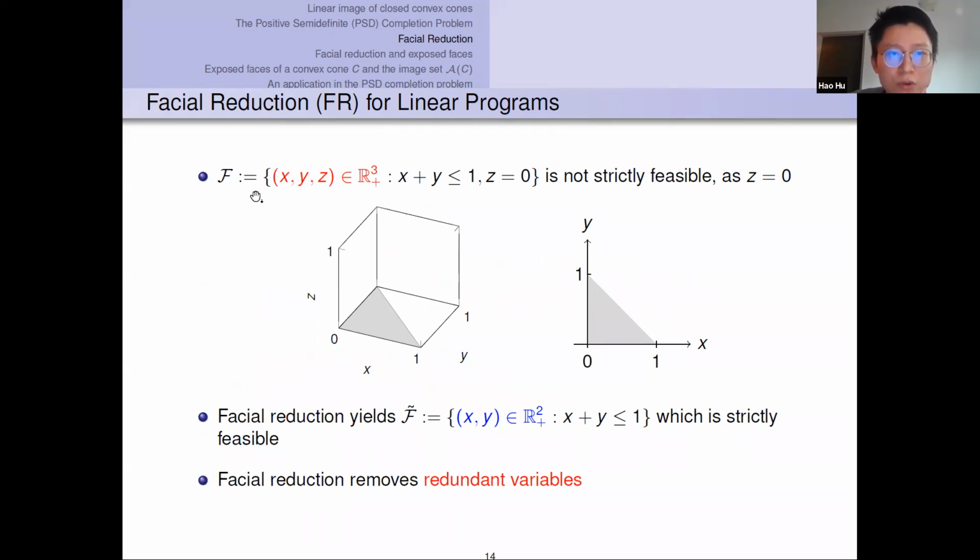If we have a linear program whose feasible set is depicted as follows, you can see that because the variable z is fixed to be 0, the feasible set is actually not 4-dimensional, and therefore it's not strictly feasible. And facial reduction simply removes this redundant variable z and gives you a problem which is 4-dimensional.